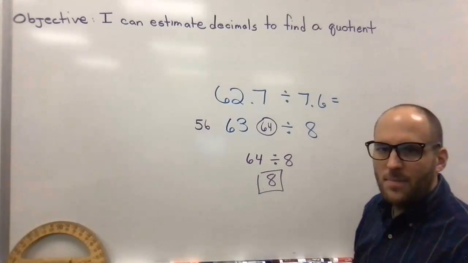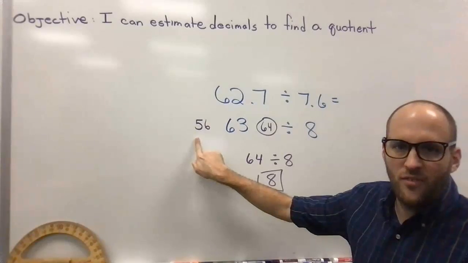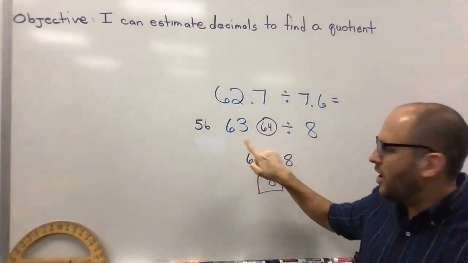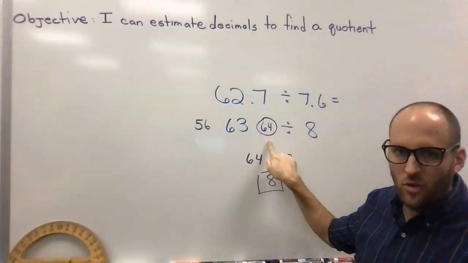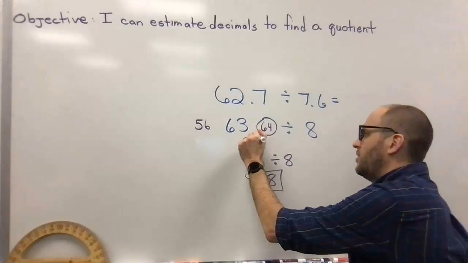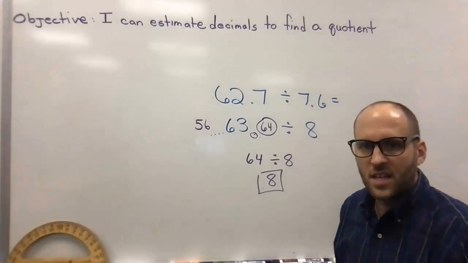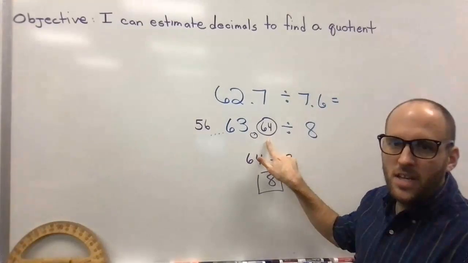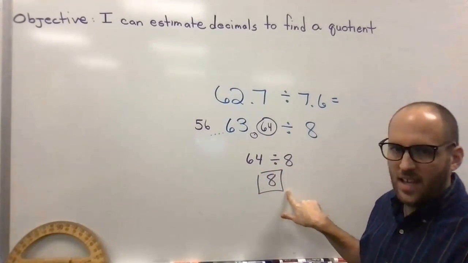So when I'm going through my basic facts and going through my 8's facts, the 63 falls in between the 56 and the 64. 7 times 8 equals 56, and 8 times 8 equals 64. When I'm looking at which number it's closest to, 63 is only one away from 64, where obviously it's way further away from 56. So our best estimate would be to use the 64, which is why I did 64 divided by 8 equals 8.